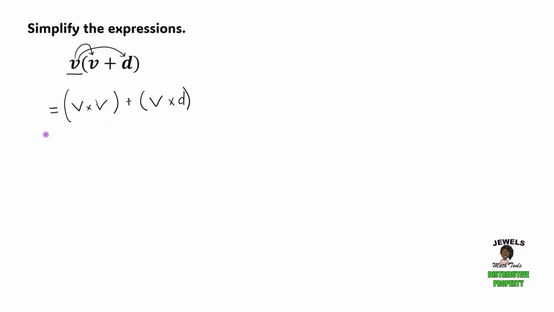And now, of course, we're going to move into our step where we will simplify each of our brackets. And remember that our working will go at the side of our page. So let's begin with our v times v.